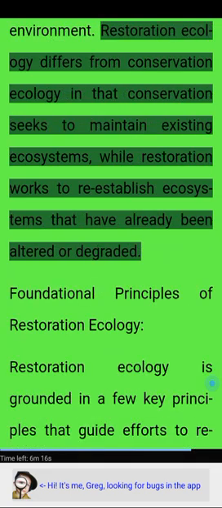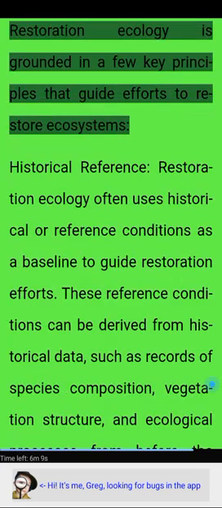Restoration ecology differs from conservation ecology in that conservation seeks to maintain existing ecosystems, while restoration works to reestablish ecosystems that have already been altered or degraded. Foundational principles of restoration ecology. Restoration ecology is grounded in a few key principles that guide efforts to restore ecosystems.